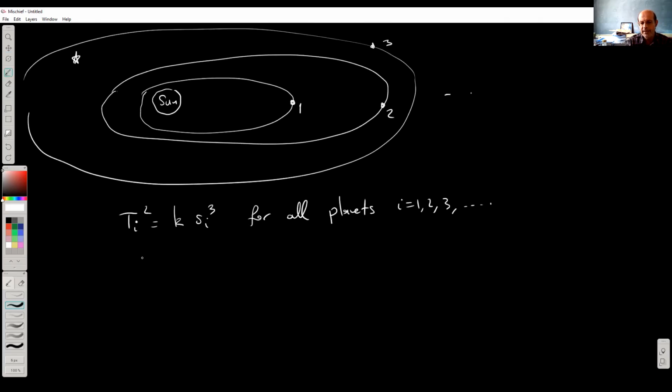People usually write it down like that. So for each planet, if I just compute the ratio between the square of the period to the cube of the semi-major axis length, that's going to be the same for the second planet, S2 cube, and the third planet, and so on. Okay.